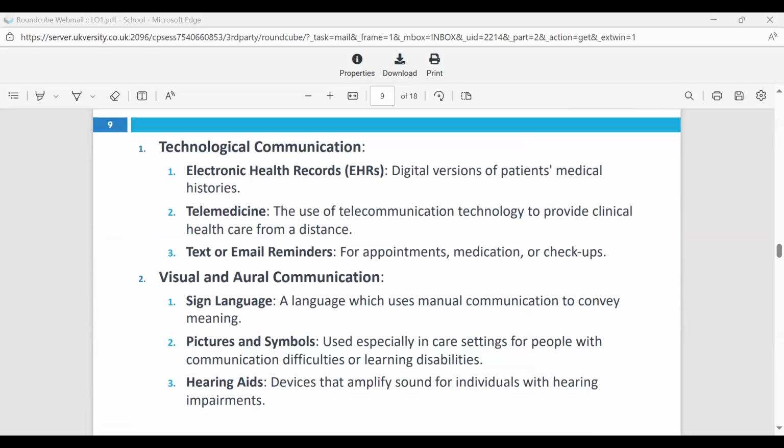We then have technological communication, which is the use of digital tools and electronic platforms, any way to receive messages. It could be through texting. In fact, sometimes technology is good for some people, but not for all other people. You have electronic health records, which are now digital. Everything is becoming digitalized, so a digital version of a person's medical history. Also, telemedicine, the use of telecommunication technology to provide clinical health. And I think there's something called patches that's the telemedicine one as well that people are able to use, and text or email reminders for appointments.